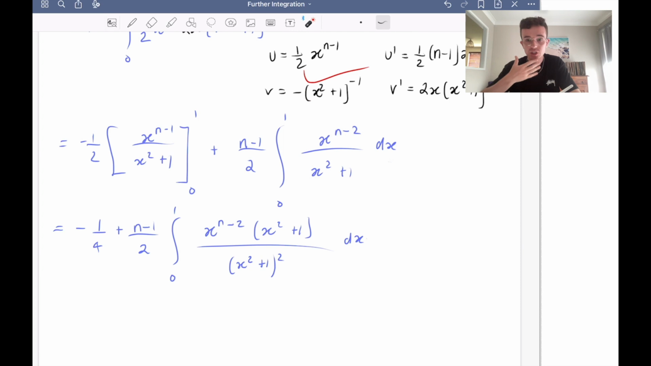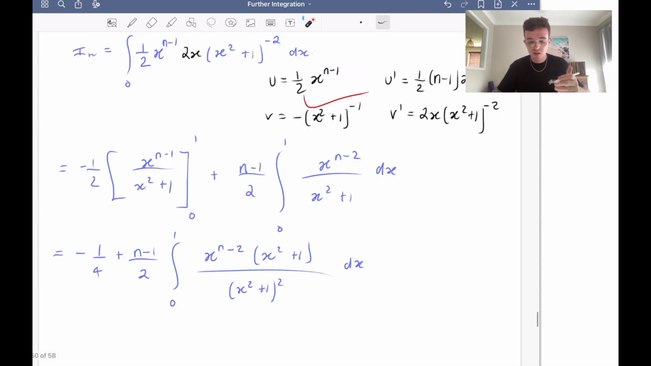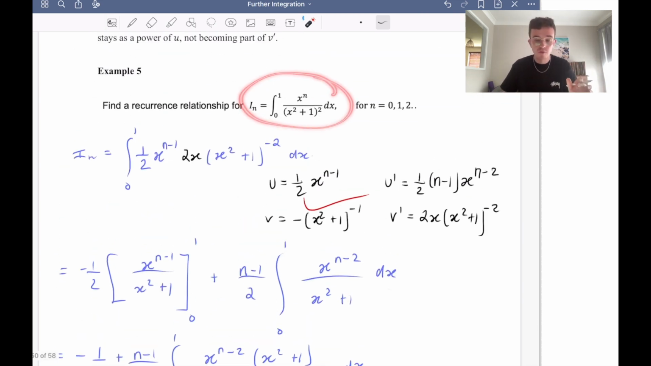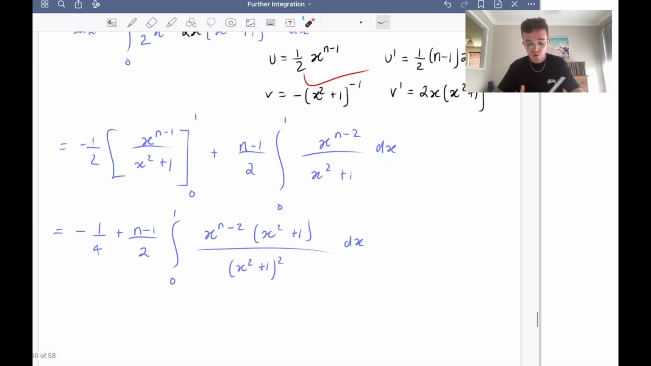Remember, recurrence relationships doesn't involve extremely complex integrals. We're trying to rearrange our integral to become the base case of the integral that we're trying to prove or find a relationship for. So since the thing we were trying to find a relationship for had a squared on the bottom, we need to get a squared on the bottom by multiplying the bottom by itself. But if we multiply the bottom by something, we've got to do the same to the top.